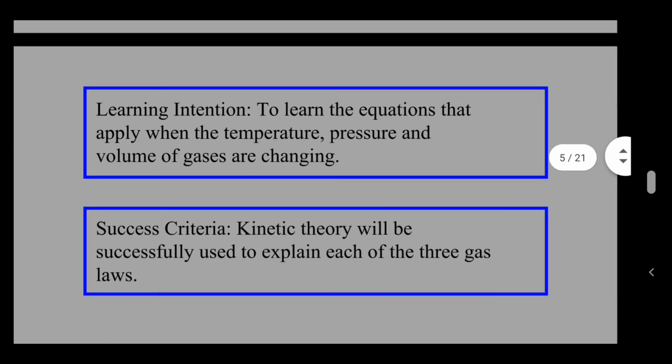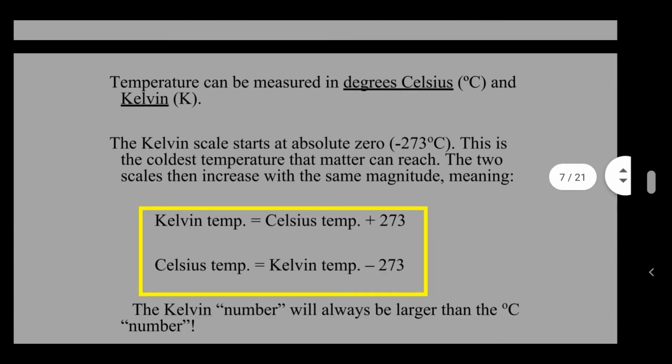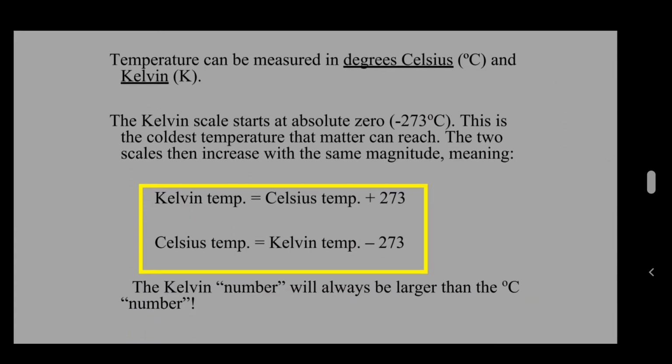Okay, so we're going to learn the equations that apply when the temperature, pressure and volume of gases are changing, and then use kinetic theory to explain those gas laws. Now, remember, everything from now on is in Kelvin. You should have done that for last week's questions. It is the same for this week's questions. And as I said before, to get to Kelvin temperature, you need to use the Celsius plus 273. You must make sure you use Kelvin. The same applies for this week.